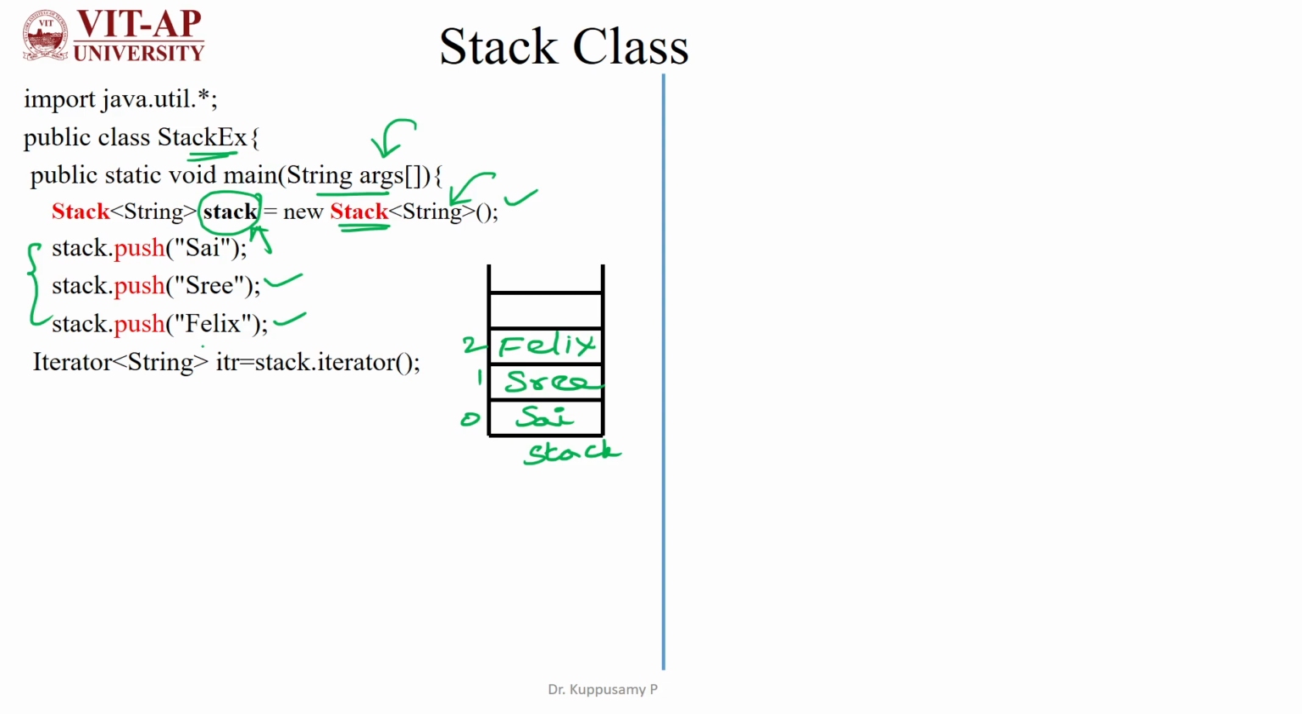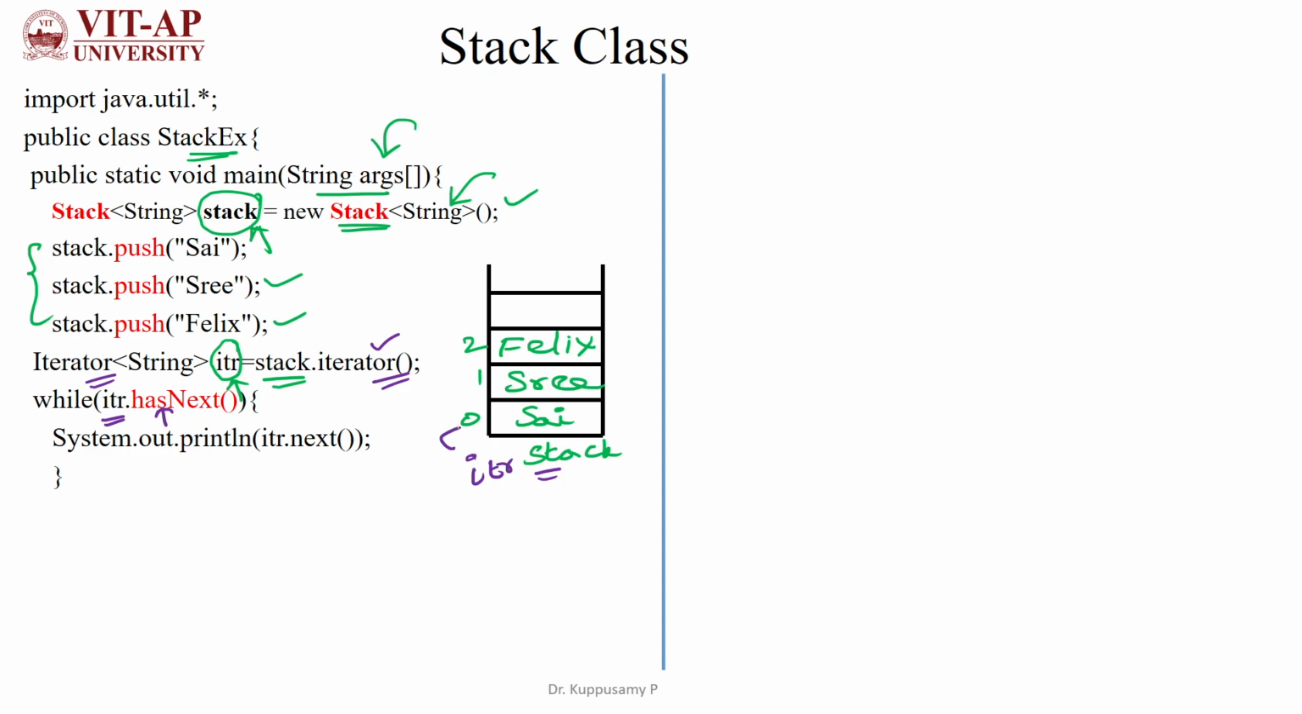Now the stack values are going to be stored in the itr. This itr is an object, used to iterate the values one by one by using the iterator method, which is based on the Iterator class, useful to implement the Iterable interface. Now the stack values are stored in another variable, itr. Then I want to display the values by using the itr variable. Itr is checking whether data is available or not, whether itr has a next value or not.